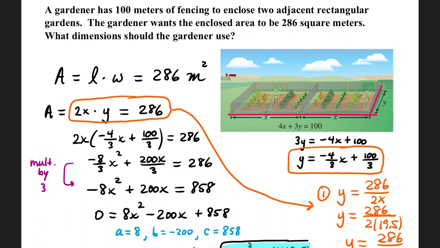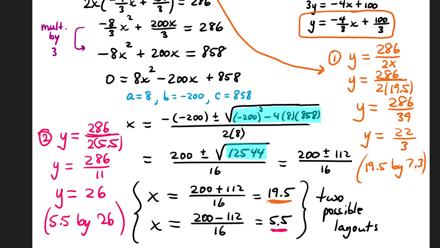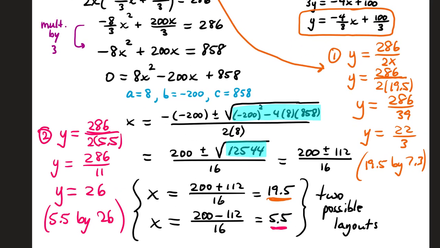To get rid of all these fractions, I'm going to multiply every single term by 3. That will leave negative 8x squared plus 200x equals 858, since 286 times 3 is 858. Because of the quadratic, that's negative. I'm going to bring these two terms over to the right side, and that way this term will go positive, this will go negative. 858 didn't move, so it stays positive. And now we can solve that using the quadratic formula.